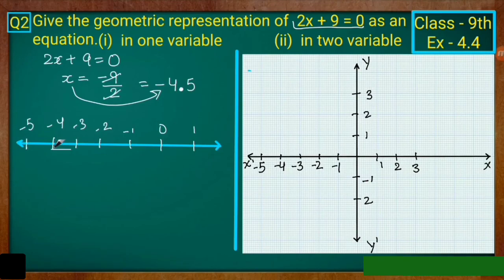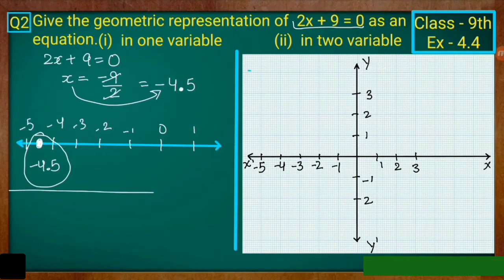So it lies between 4 and 5, just in the middle of 4 and 5, at the center. So mark a dot at the center between 4 and 5. With the help of a scale, you can easily find the midpoint. Yes, this is minus 4.5. Now this is the graph for the one variable. In classes 6, 7, 8, you have already done this type of question. You know very well how to draw the given value on the number line.